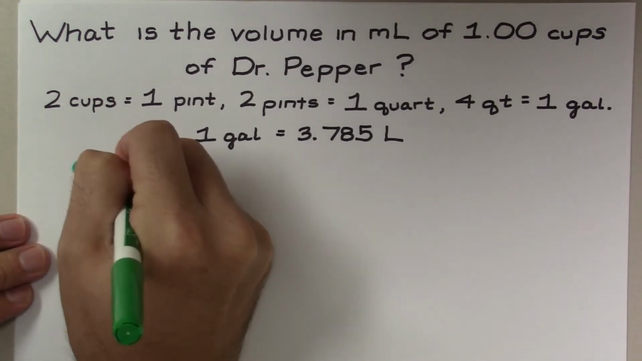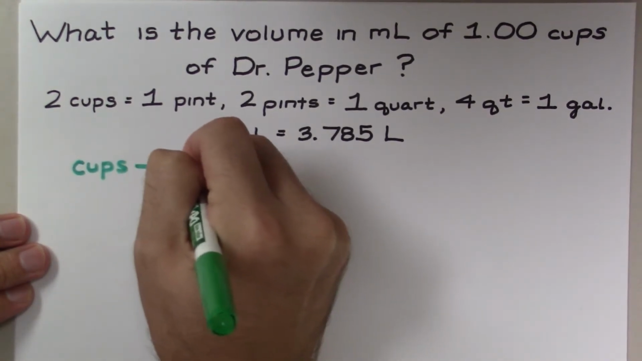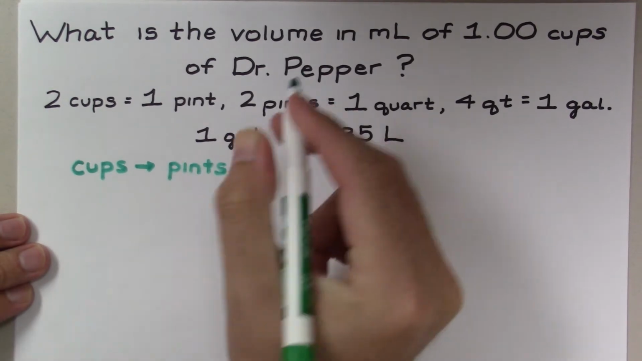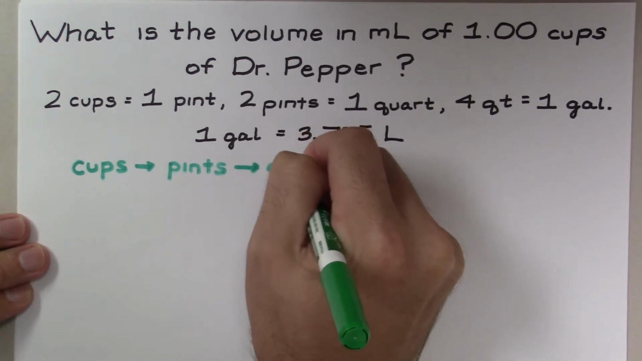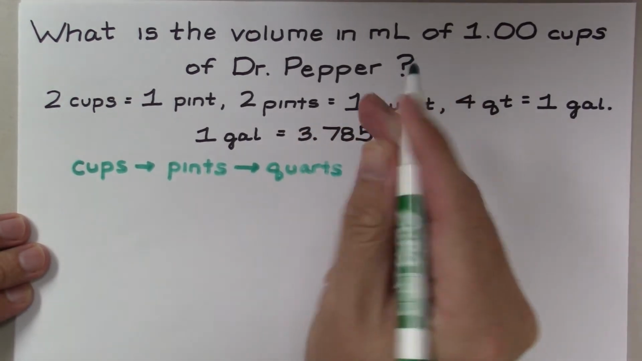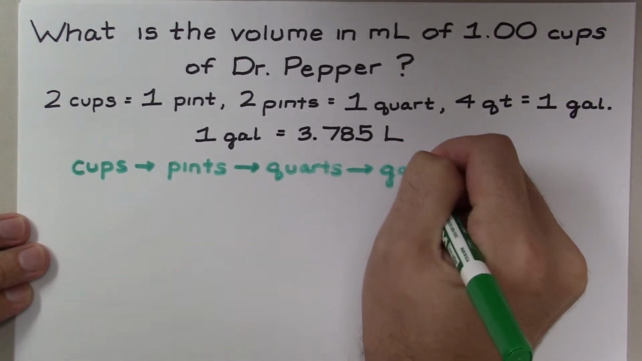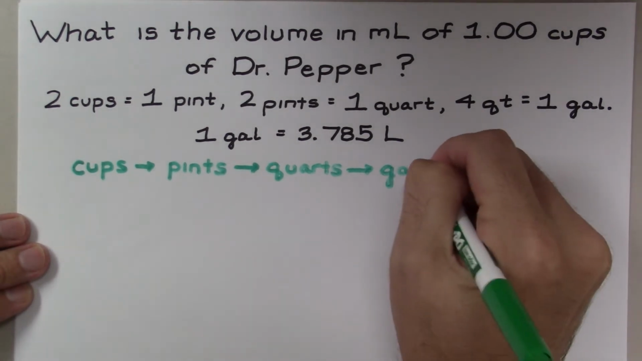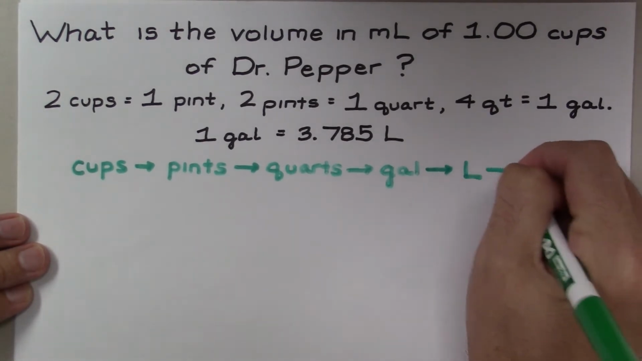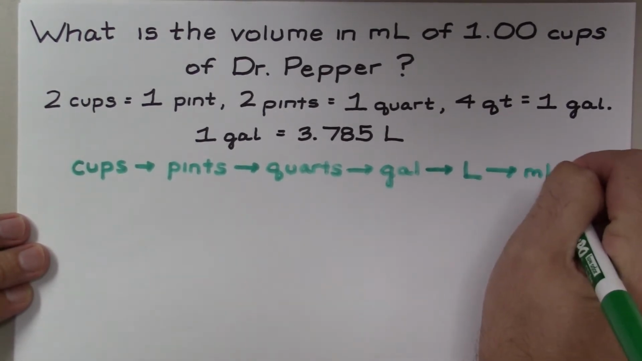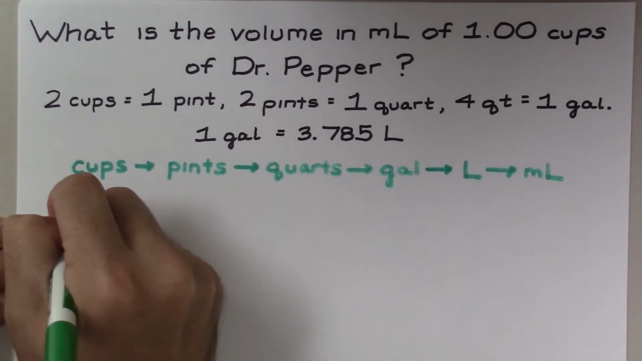So let us go from cups, and we will go to pints, using the unit conversion of 2 cups in 1 pint. Once we have pints, we will want to go to quarts, using the unit conversion of 2 pints for every 1 quart. Finally, we will want to go to gallons, using the unit conversion of 4 quarts for every 1 gallon. We will now convert from imperial to our metric units, going to liters, using the 1 gallon equals 3.785 liters, and finally to milliliters. Once we've done this, we can now set up our problem.